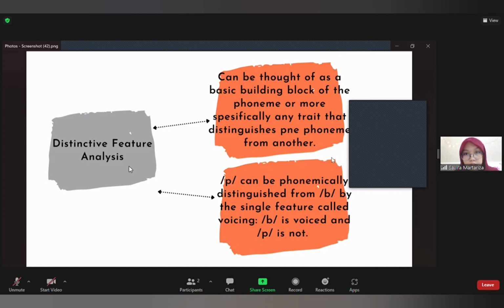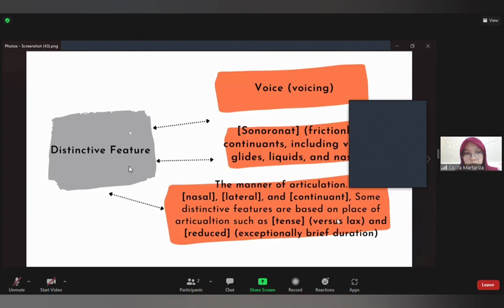A distinctive feature can be thought of as a basic building block of the phoneme, or more specifically, any trait that distinguishes one phoneme from another. P can be phonemically distinguished from B by the single feature called voicing. B is voiced and P is not. Distinctive features include voice or voicing. Voicing is the addition of a feature to a consonant and therefore a complication.